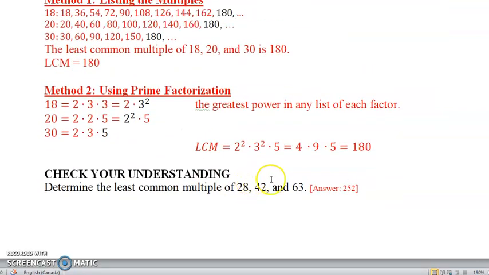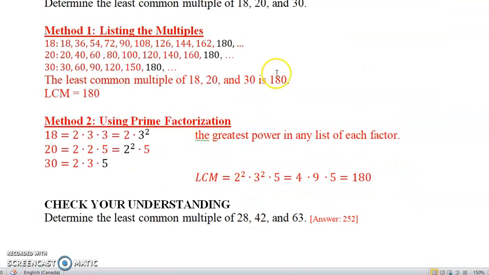Okay. So that's it for this video. I just wanted to add to a previous video to make sure that was clear. Okay. So like I said, when you're doing the LCM using prime factorization, it's the greatest power in any list of each factor.